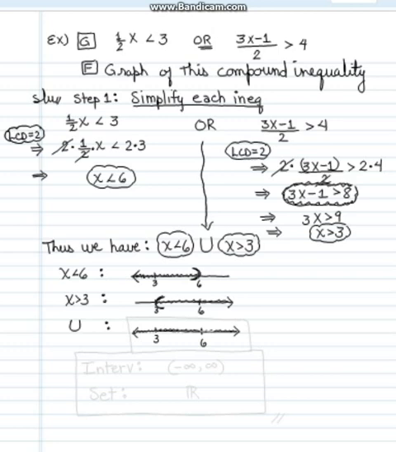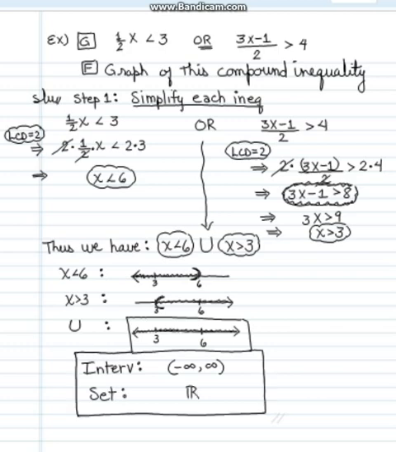Now the next thing we're going to look at is writing that solution in interval notation and then in set notation. First, interval notation: everything from negative infinity to positive infinity with open brackets on both sides. And then for the set notation, we just use the special R, which stands for all real numbers.